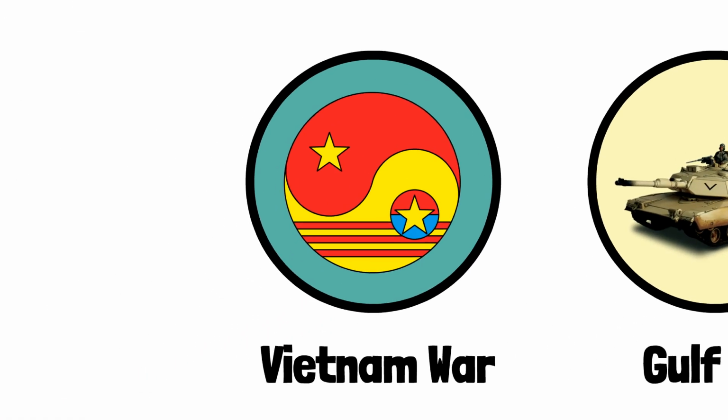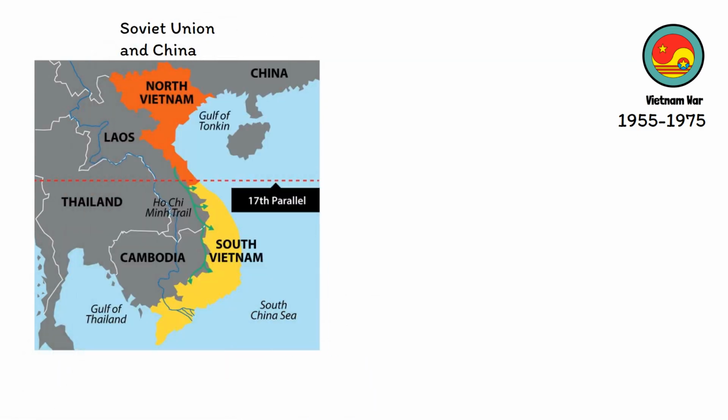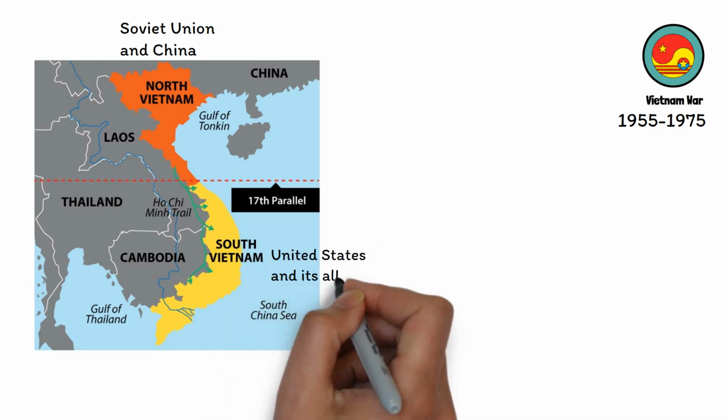5. Vietnam War, 1955–1975. A protracted conflict between North Vietnam, supported by the Soviet Union and China, and South Vietnam, supported by the United States and its allies.